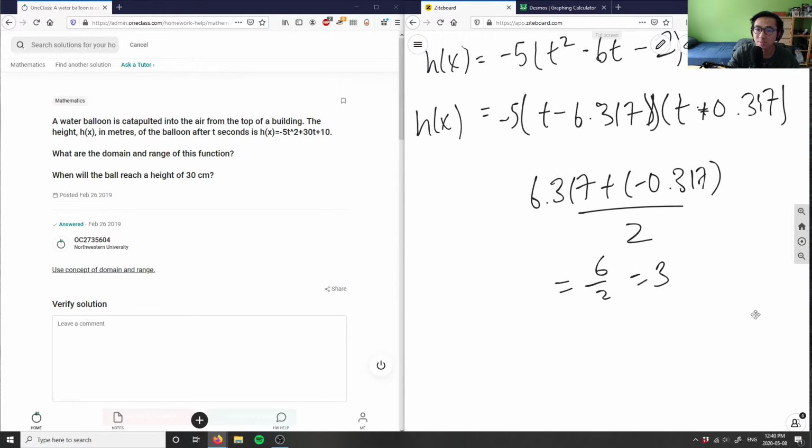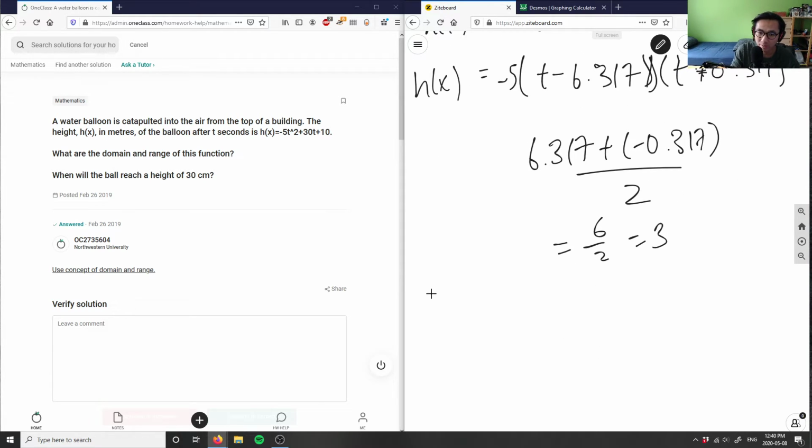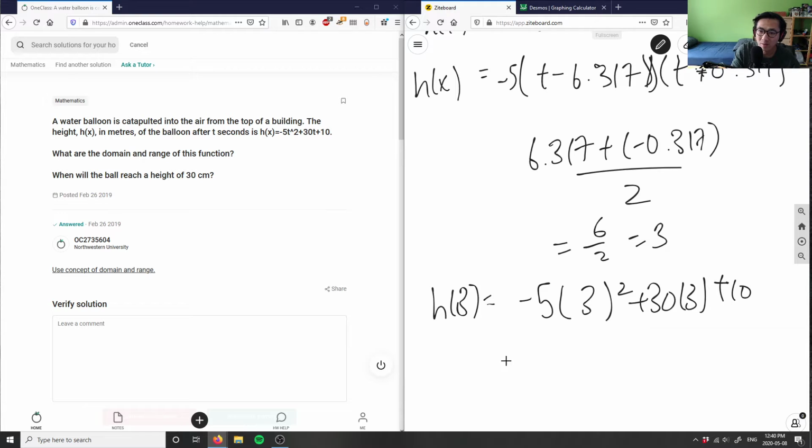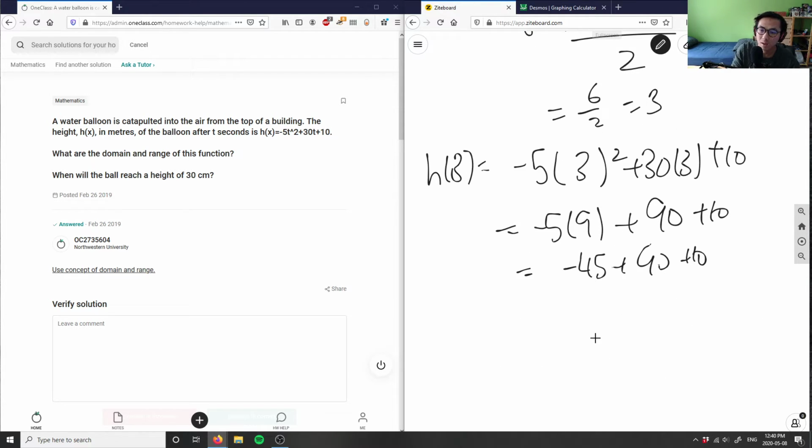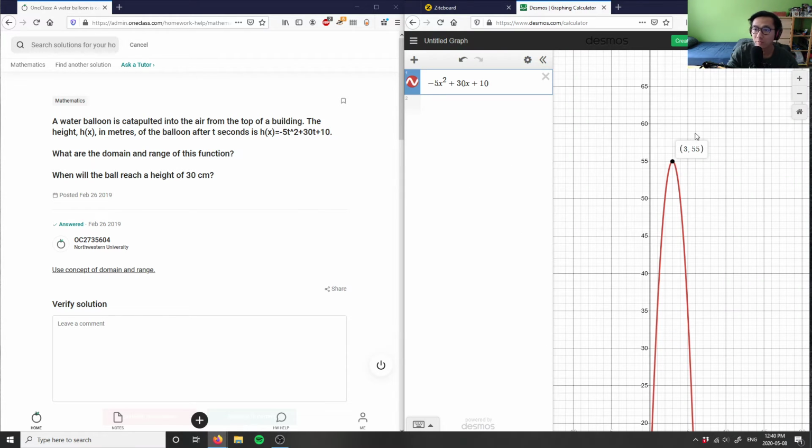And then I can basically substitute in h at 3, right? I can say h at 3 would equal negative 5 times 3 squared plus 30 times 3 plus 10. This here would equal negative 5 times 9 plus 30 times 3 is 90, plus 10. This is negative 45 plus 90 plus 10, which would give me a value of 55 here. And 55 here is the vertex, right? As solved here as well.